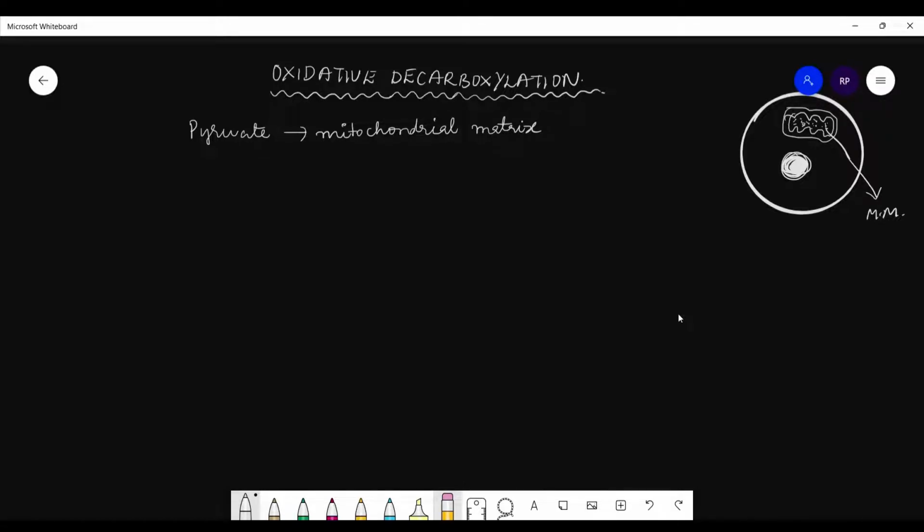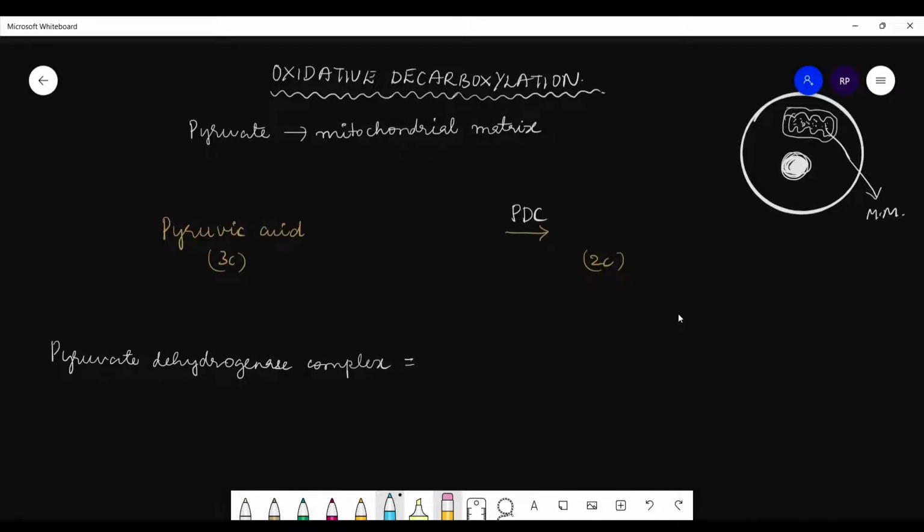What is going to happen is pyruvic acid formed, a 3-carbon molecule or compound, is going to be formed into a 2-carbon compound, and for this to happen we need some enzyme and we need some coenzymes as well. So this happens in the presence of pyruvate dehydrogenase complex. What is pyruvate dehydrogenase complex?